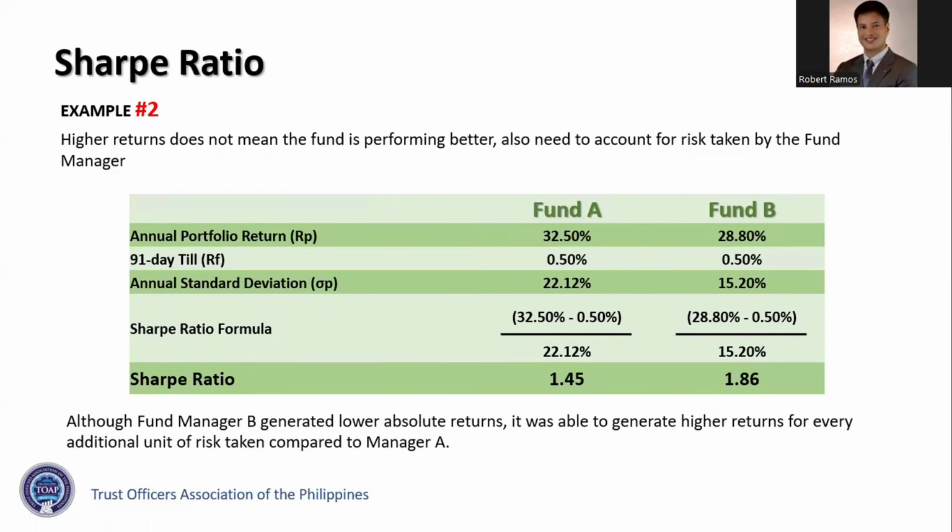In this example, even if Fund B generated lower returns, 28.8 versus 32.5, because it had a lower standard deviation, 15.2 less 22.12, its Sharpe ratio was higher, and they were able to generate more units of return for every unit of risk that they had taken.